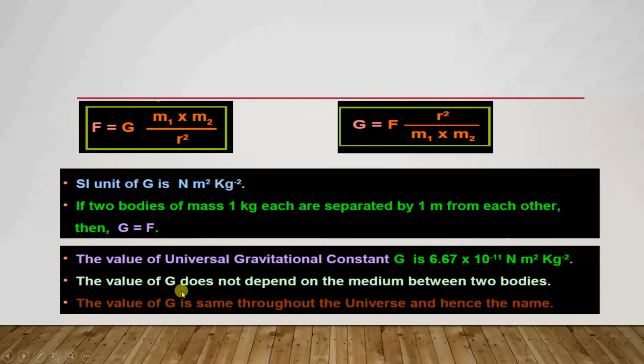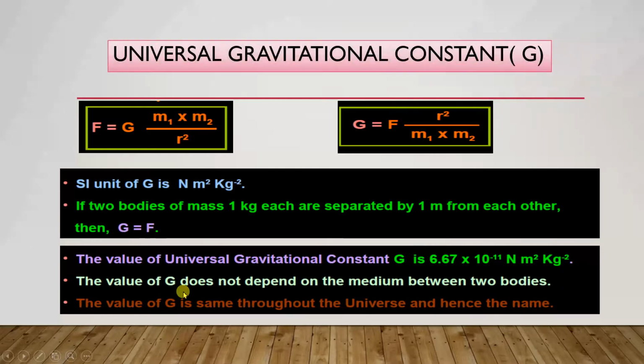This value is universally constant. It does not depend upon any medium. ठीक है, everywhere in the universe it is constant. So that is why it is called universal gravitation constant. ठीक है. Let's move to the next.